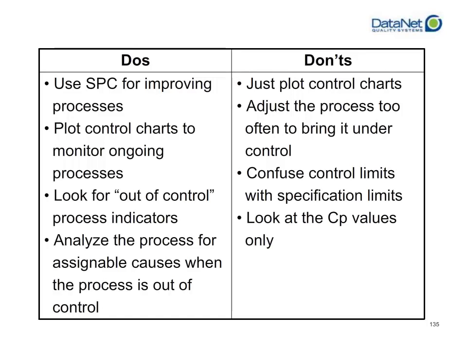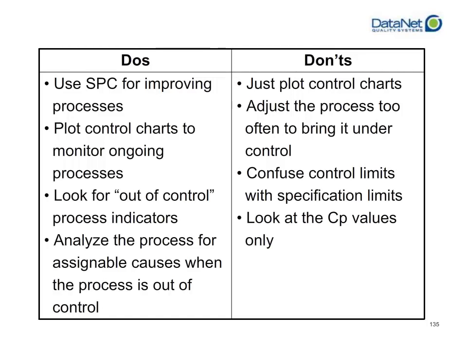So you want to use SPC for improving your process. You want to plot control charts to monitor ongoing processes so you can respond when things begin to shift or when some non-random variation begins to act on your process. You want to look for those out of control indicators so that you can react to them and investigate and try to make things better, improve your process. And you want to analyze the process for assignable causes, meaning any non-random variation in your process, when the process does go out of control.